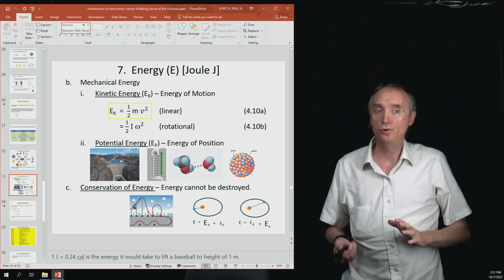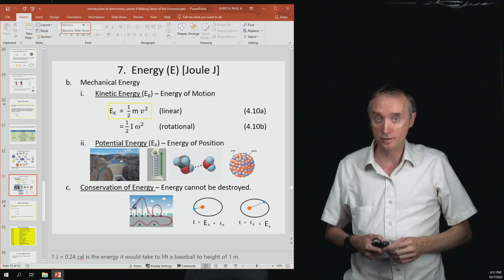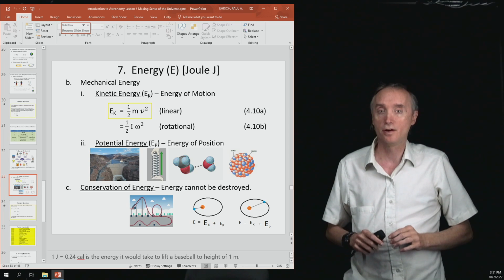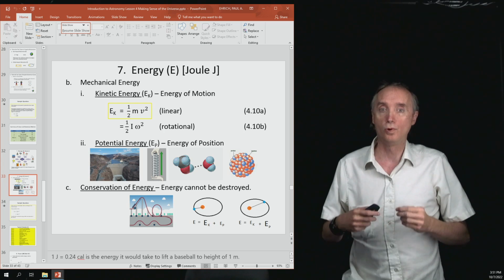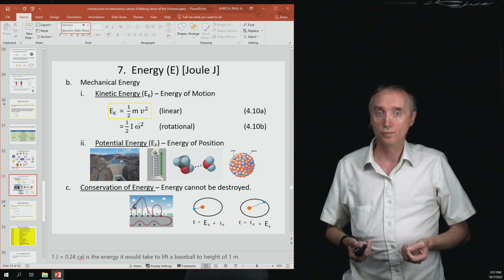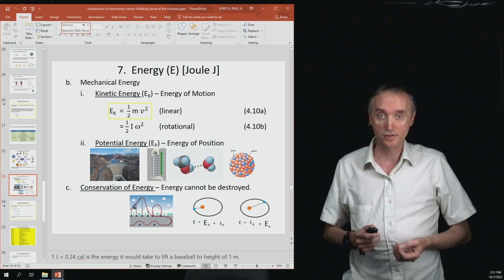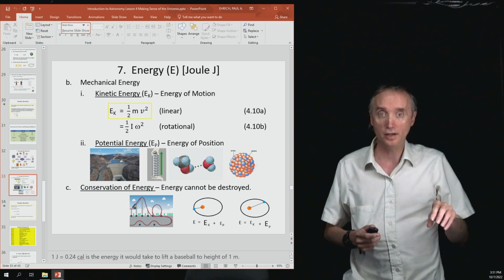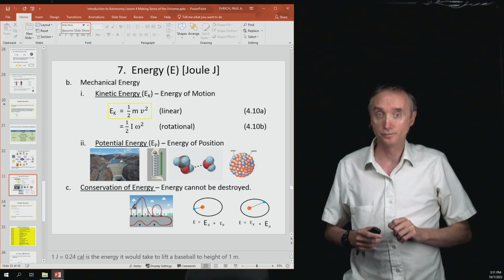We're not going to do much with the rotational kinetic energy, but I did want to give you the formula for it. So let's concentrate on the linear kinetic energy. It's equal to 1/2 m v squared, where m is the mass of the object and v is its speed, but notice it's squared. So it's not just 1/2 mv, it's 1/2 mv squared. That's very important that the velocity is squared.